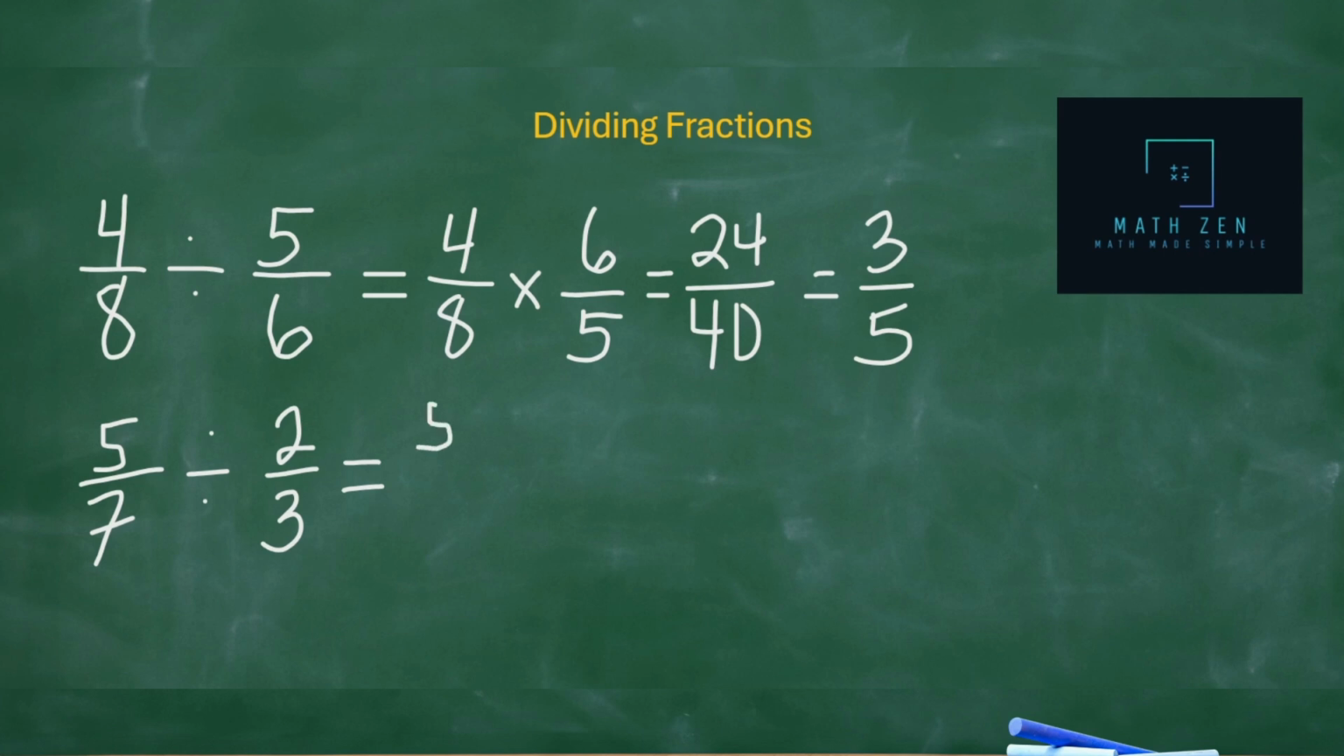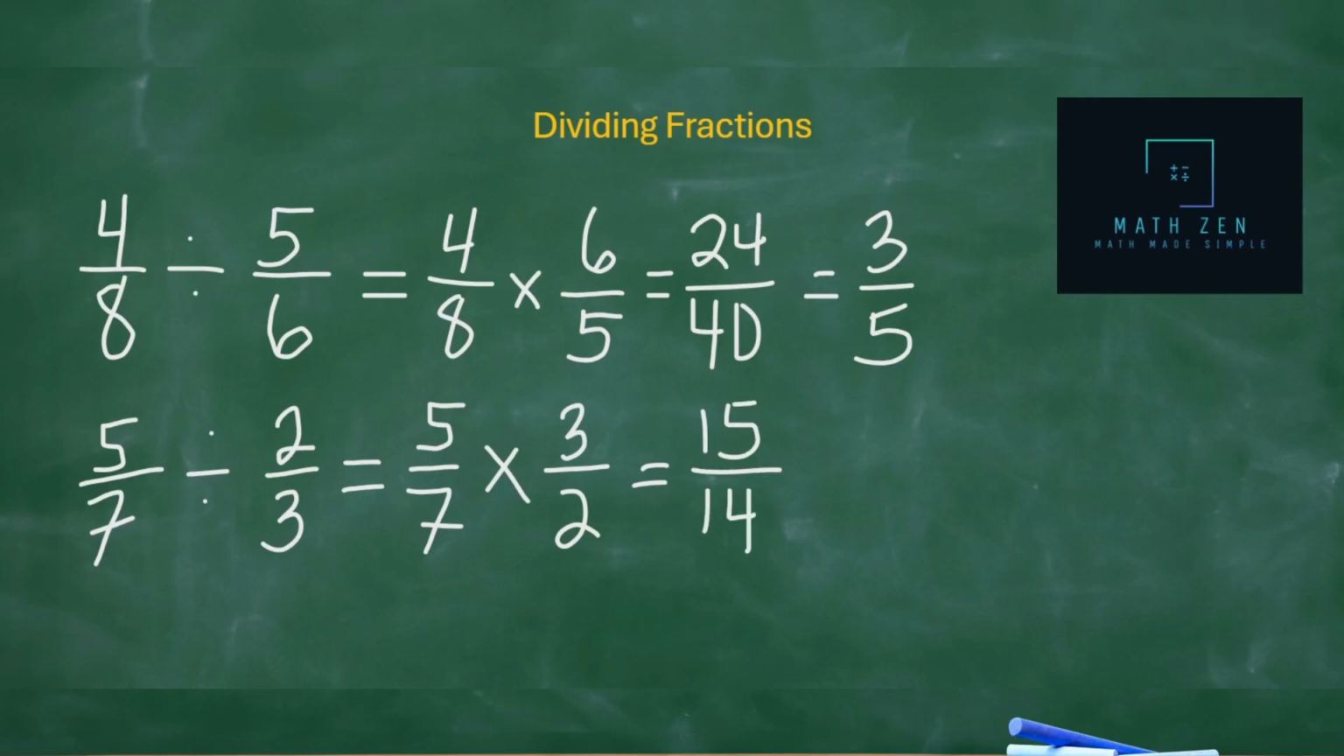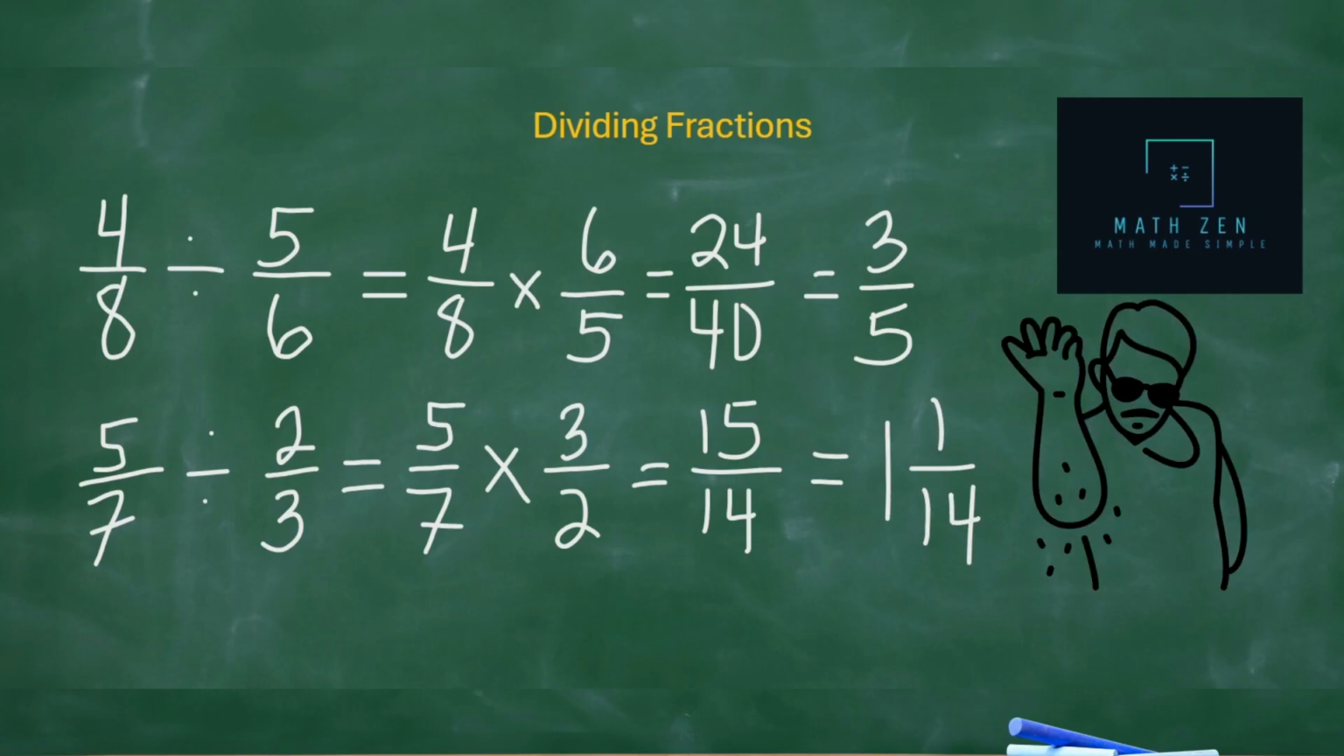So we're going to keep 5/7. Then we are going to flip 2/3. So we get 3/2. Then we're going to change the operation and multiply across. 5 times 3 will give us 15. And 7 times 2 will give us 14. This is improper, so if we convert this, we are going to get 1 1/14 as our final answer. So if you got both of these correct, give yourself a great big pat on the back, because you are well on your way to mastering dividing fractions.